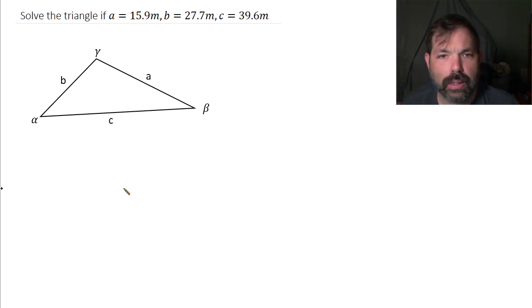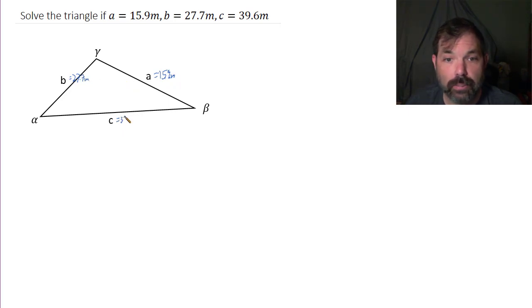Solve the triangle if A is 15.9 meters, B is 27.7 meters, and C is 39.6 meters. Alright, so let's see what we have here. A is 15.9 meters. B is 27.7 meters. And C is 39.6 meters. So if we look at this, we have all three sides of the triangle, right? So this is the side, side, side situation.